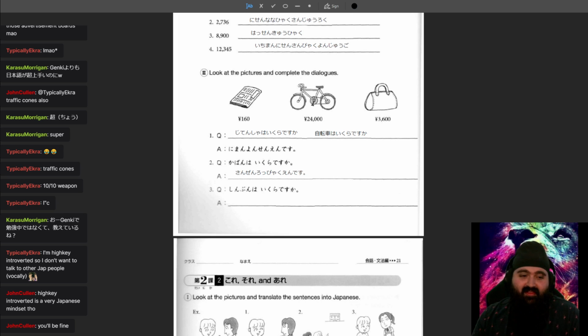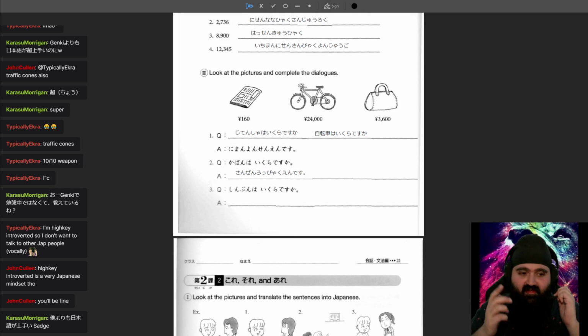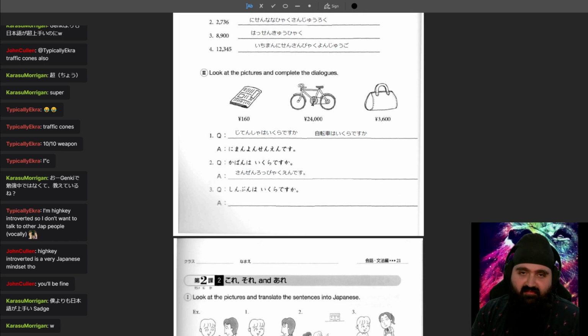I'm high-key introverted, so I don't want to talk to other Japanese people vocally. If you can see, you can't see because my headphones are covering it, but my ears are pretty red because I was assuming Karasu-san is a native speaker or at least really high level, so I'm a little bit nervous too.